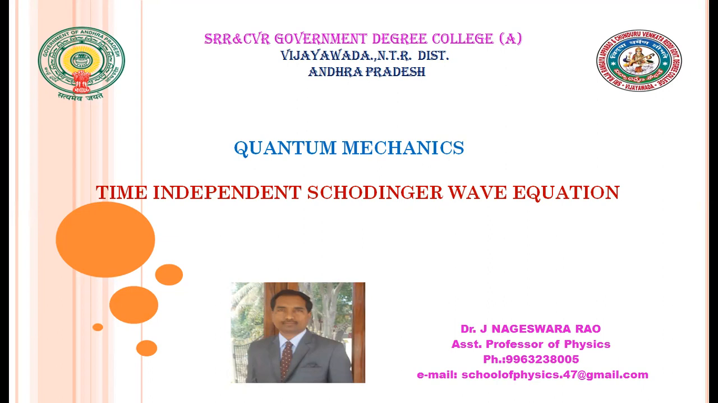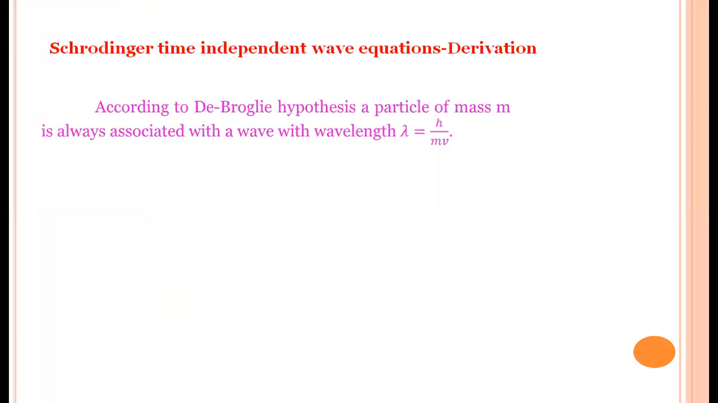Today, we will discuss the derivation of the time-independent Schrodinger wave equation. This wave equation has a number of applications, such as discussing the energy levels of particles at different positions. Schrodinger designed this equation in two ways: one is the time-independent wave equation, and the second one is the time-dependent wave equation.